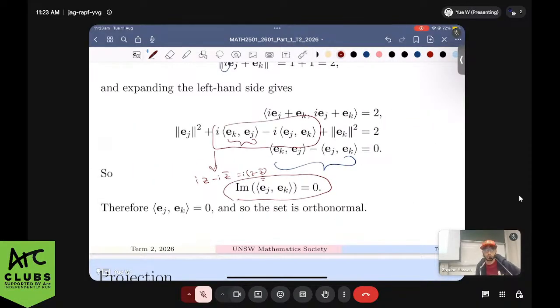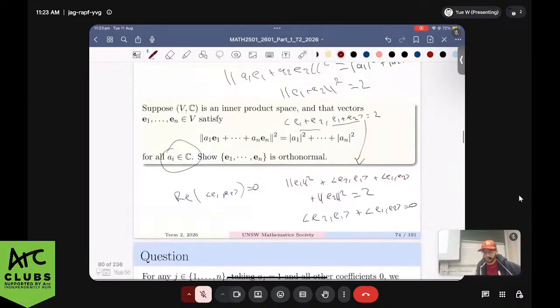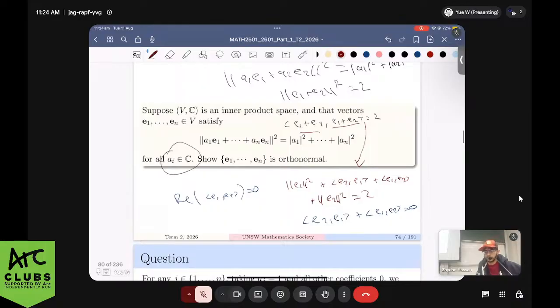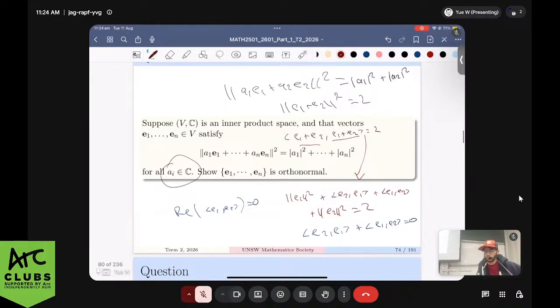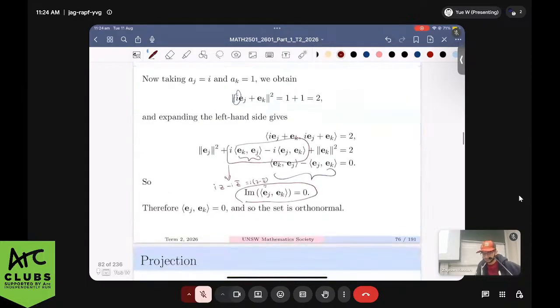And the set is orthonormal because we've shown E1 and E2 are orthogonal, and we can repeat this for any Ej and Ek. So I think showing the real part is 0 was not too bad. Showing the imaginary part is 0 needed that sort of motivation of taking one scalar to be i and the other one to be 1. Keep in mind you are in a complex space. You're not going to get too far just by using real numbers.